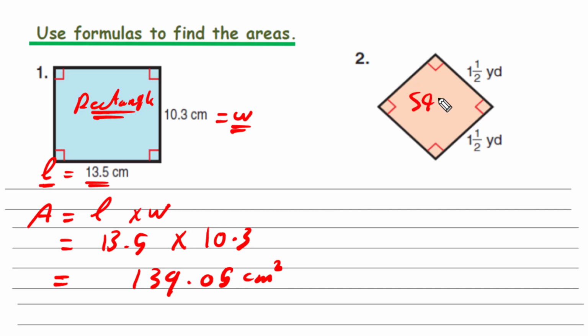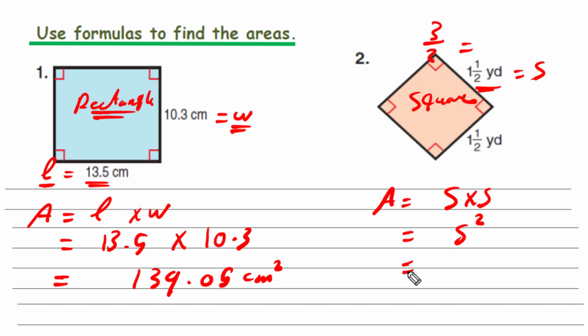Look at the second one. It's a square with side length equal to 1 and 1/2. We can write this mixed number as a fraction, 3 over 2. Now the area of the square is equal to what? Do you remember? Yes, S times S. You can write it as S squared. So it will be 3 over 2 squared, which is equal to 9 over 4. We can write it as 2 and 1 over 4 square yards.